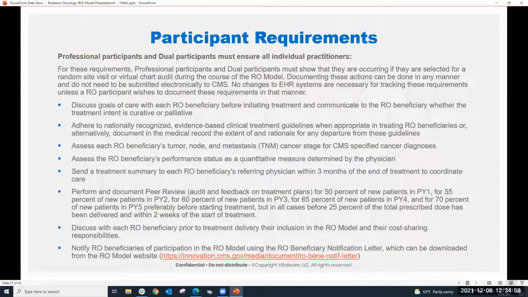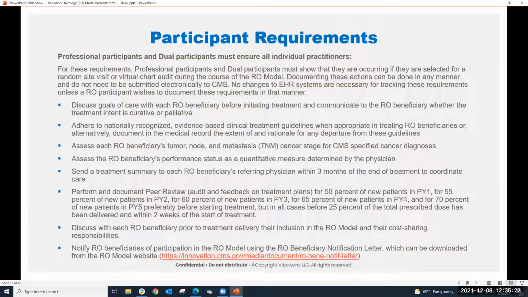These requirements are for our professional participants and dual participants. For these requirements listed, it's not things that you need to submit to CMS. However, you should document it in some way in the chart, or however you see fit, in case CMS has a random site visit or a virtual chart audit during the course of the RO model. They will check on these things.